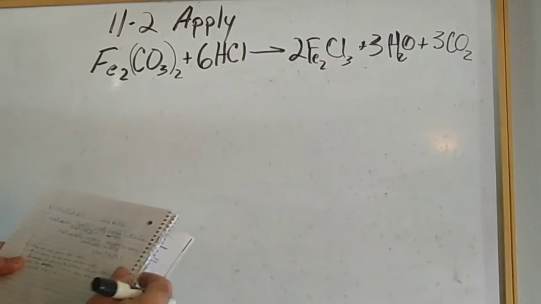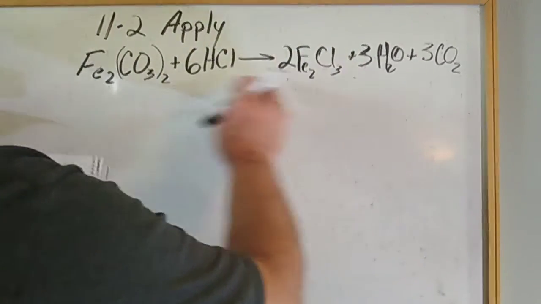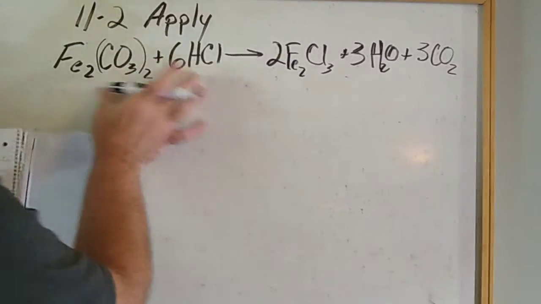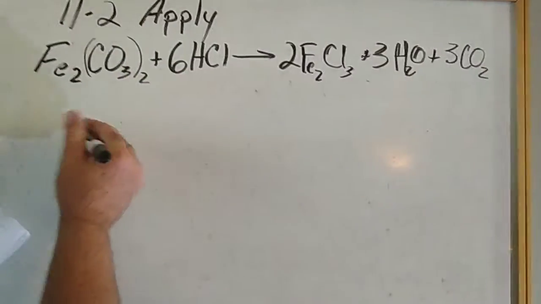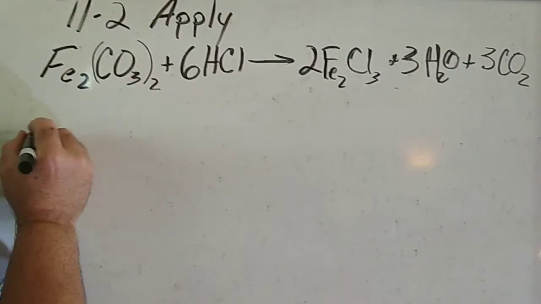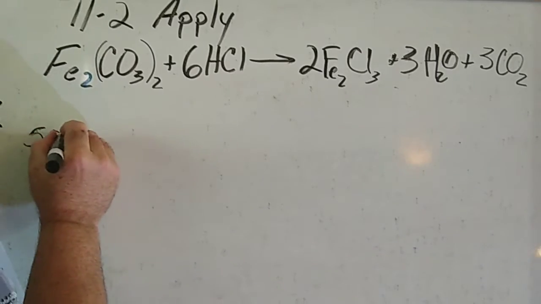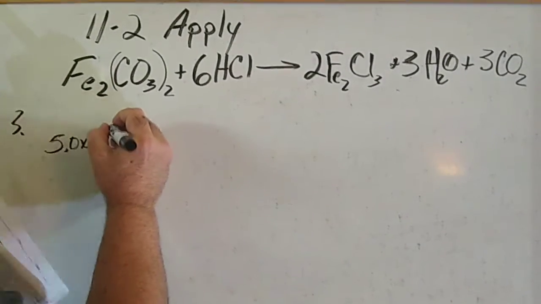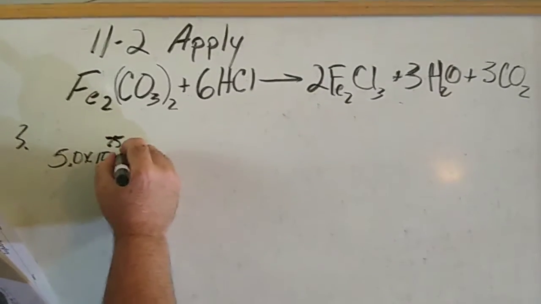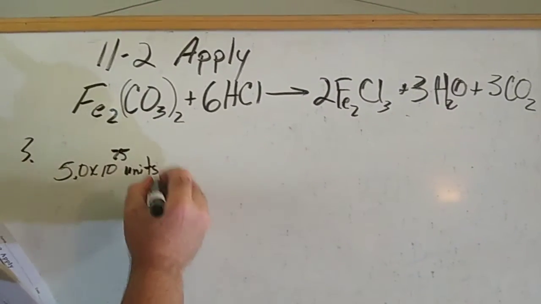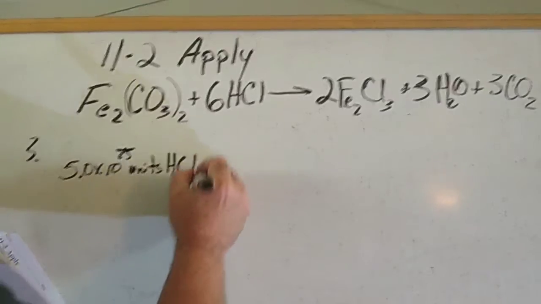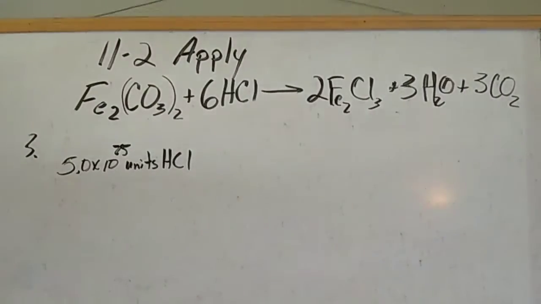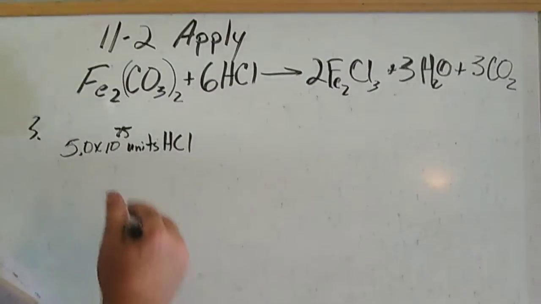Yes. We want to start with hydrochloric acid and how much of this I'm going to use. So it's a reactant, on the reactant side. I'm just going to start off on number 3 with the 5.0 times 10 to the 25th units. And again, you shouldn't use "units" here for HCl because it is actually a molecular compound.